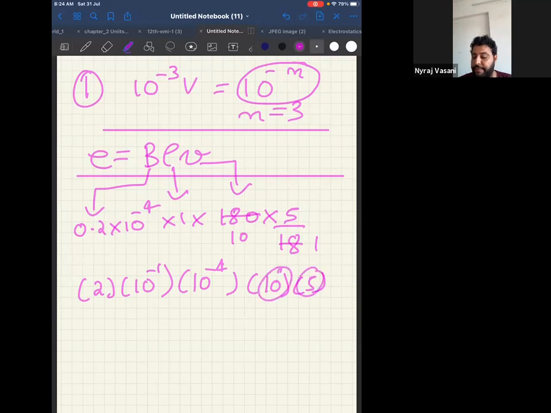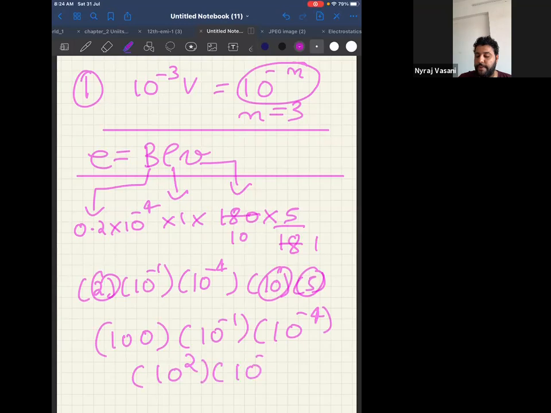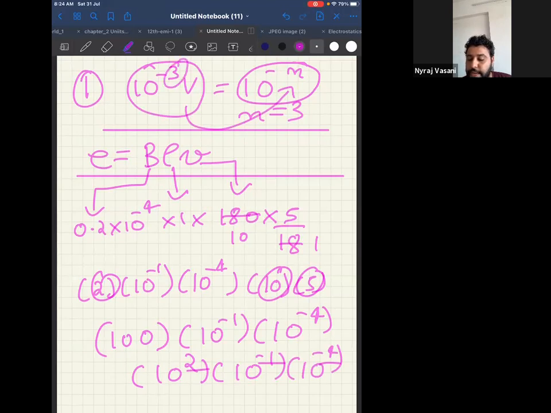So 10 into 5 is 50, into 200. Therefore, I get 100 into 10 power minus 1 into 10 power minus 4. Now 100 can be written as 10 square, 10 power minus 1, 10 power minus 4. So 10 power 2 and minus 1 is 1, 1 and minus 4 is minus 3. Therefore my final answer will become 10 power minus 3. They have already told me it is of the form 10 power minus n, so comparing, I get n equal to 3. Tell me, are you getting it now?